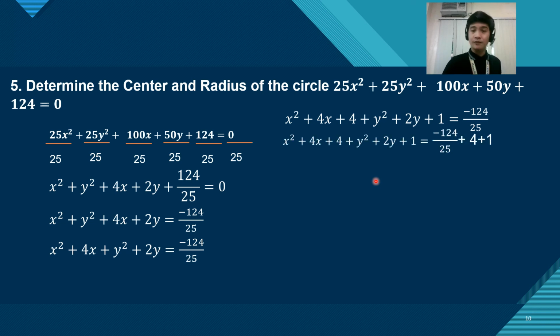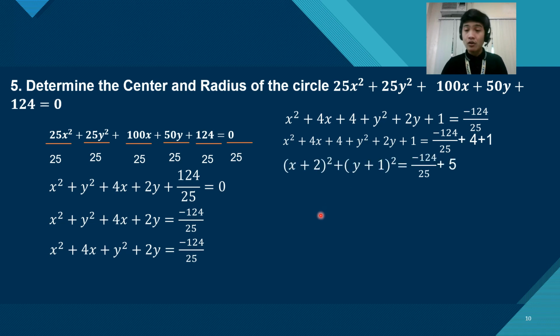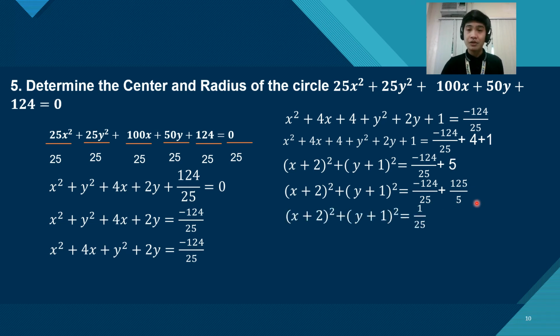Ngayon, ano ang next natin gagawin dito? Since nag-add tayo ng 4 at 1 dito sa left side natin, mag-a-add din tayo ng 4 at 1 doon sa ating right side para balanse sila. Ngayon, ang mangyayari dyan, dahil naging perfect square trinomial na itong dalawa, pwede na natin silang i-express as a square of binomial. So, square ng x plus 2 plus square ng y plus 1 is equal to negative 124 over 25 plus 5. Simplifying this further, we have the square of x plus 2 plus the square of y plus 1 that is equal to negative 124 over 25 plus 125 over 25. Na kapag sinimplify pa natin yan, ito po ay magiging 1 over 25.